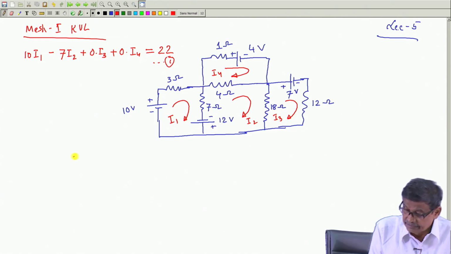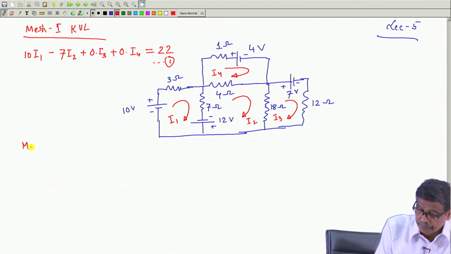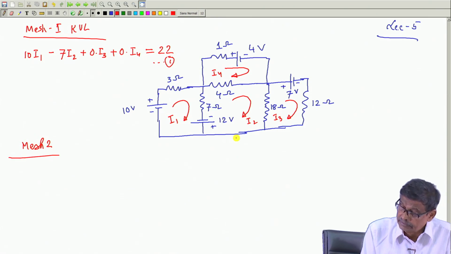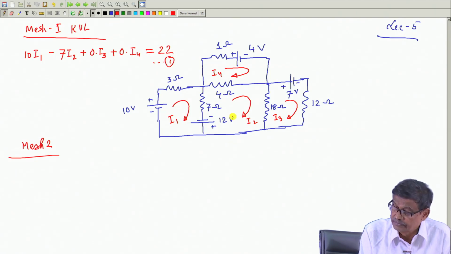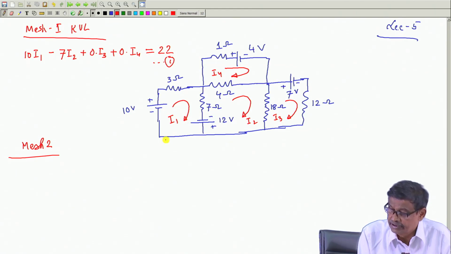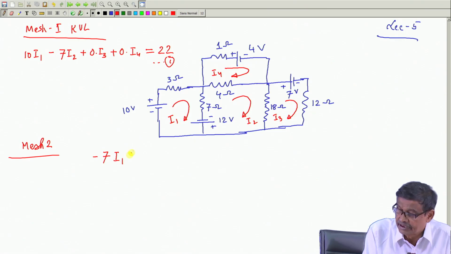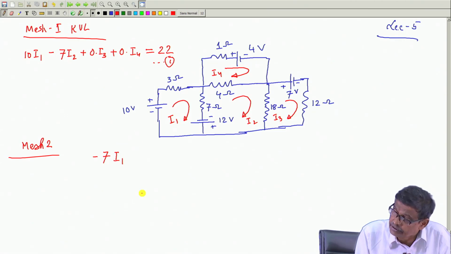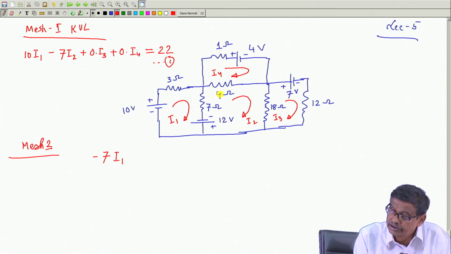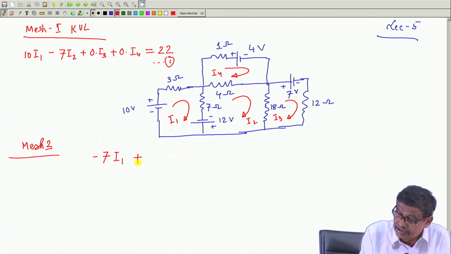In mesh 2, let us write down mesh 2. Coefficient of I 1, will there be a coefficient of I 1? Yes, common resistance between these two meshes, 7, so minus 7 I 1, preceded by a negative sign. Coefficient of I 2 will be the sum of all the resistances in mesh 2. So, 18 plus 4, 22 plus 7, 29, and that will be plus.